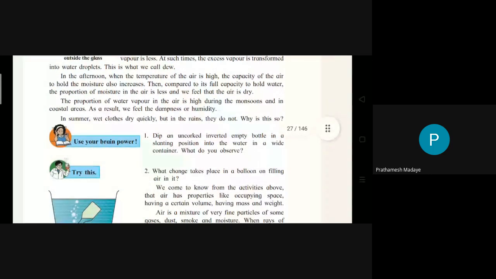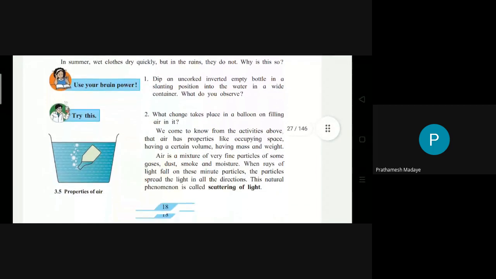In the afternoon, when the temperature of air is very high, the capacity of air to hold the moisture also increases, and then compared to its full capacity to hold water, the proportion of moisture in the air is less and we feel that air is dry. We cannot see the dew during the daytime. The proportion of water vapor in the air is high during the monsoon and in the coastal areas also. And as a result, what happens? We feel the dampness or humidity.